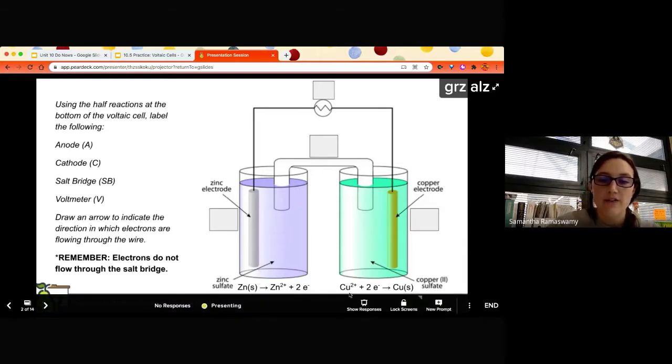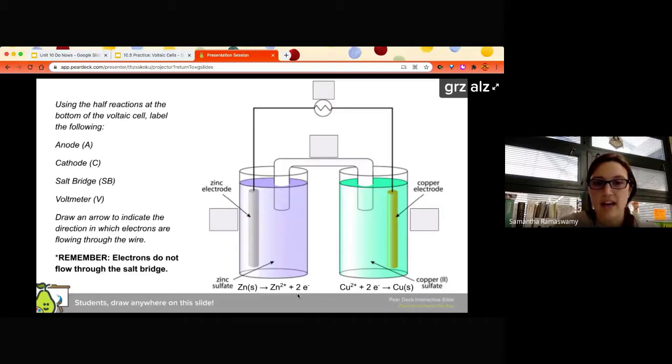You have half reactions at the bottom of the voltaic cell here. Using the half reactions, label the following. You can just use an A for anode, C for cathode, SB for salt bridge, and V for voltmeter. Then draw an arrow to indicate the direction in which electrons are flowing through the wire. You can draw right on the slide. I know with your Chromebooks that might not be the best looking, but that's okay.